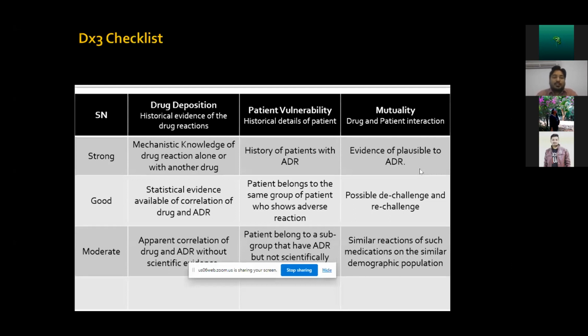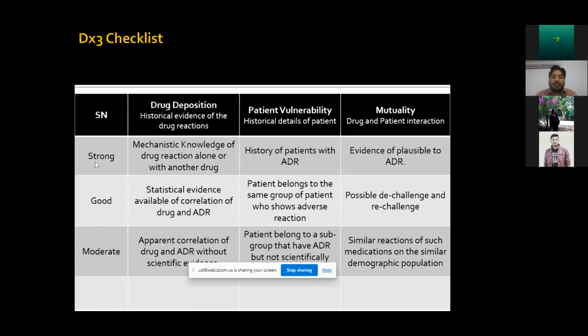So this scale gives you results on three grounds. Number one, it will tell you whether the given adverse drug reaction and drug has a strong causal association, or it has a good causal association, or it has a moderate causal association. So there will be three outcomes of this scale.